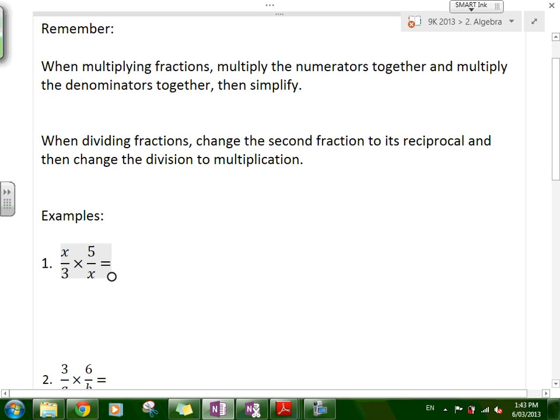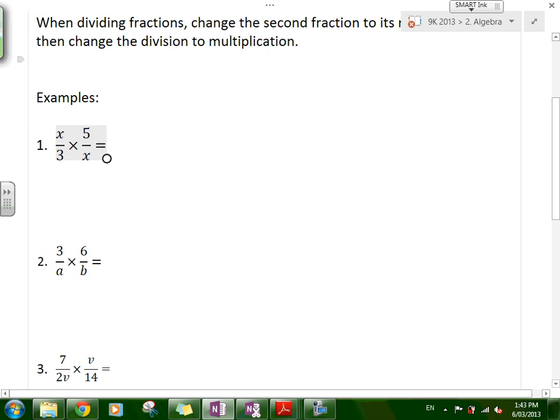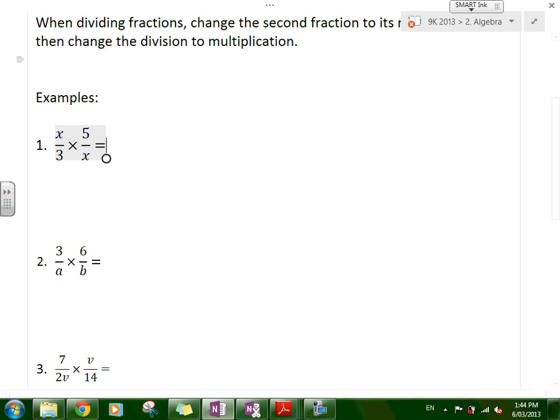So if I move it up, come back to this in a moment, I'm going to do these examples. So let's have a look at these examples. Just because there's variables or algebraic parts in there, we do it exactly the same. There's no difference to it.